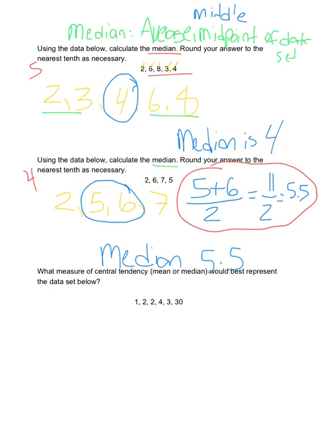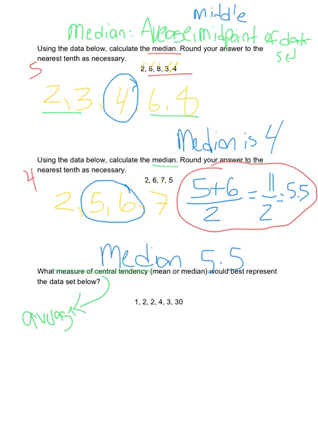So in this last question, we're asked to find something a little bit different. We're asked to find what measure of central tendency, mean or median, would best represent the data set below. So in this case, it's giving us a term, measure of central tendency, at the start of this question. Now, if you're asking what is a measure of central tendency, it's really kind of a fancy word for average. So we're essentially saying what average would best represent the data set below.